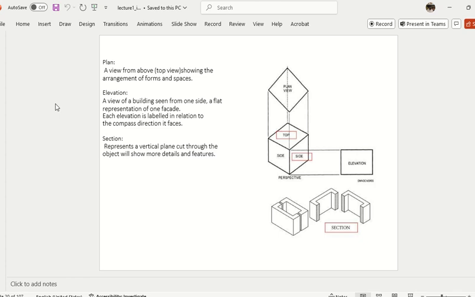The plan will show you the shape of things when you look from the top, and the elevation will show the shape and sizes when you look from the front. The section provides form and size and everything, but from the inside as well, so it has more details about the inside. Why it is important, you will see later on. So this is a cube, as we said.